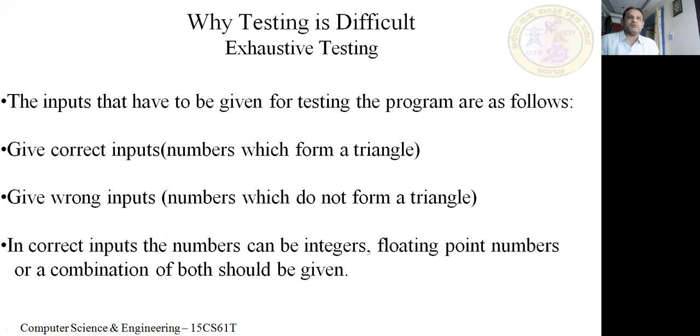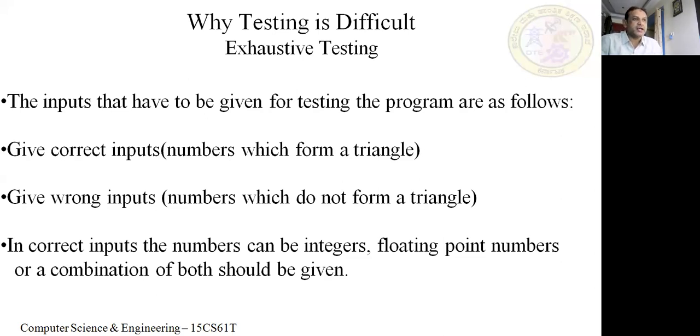See what the different types of values we should enter are. Giving correct input numbers: all sides may not form a triangle, so you should give correct values for that. There is a formula to calculate the area once they form a triangle. So the first set of values is correct inputs, numbers which form a triangle. Next, wrong inputs which do not form a triangle. That is the second test case.